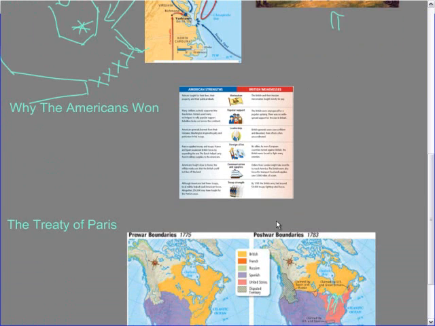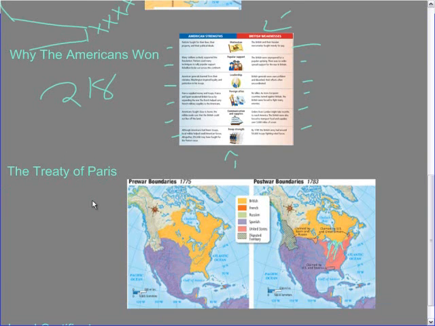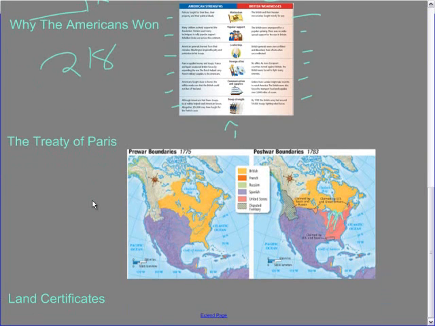So when we look at why the Americans won, we've covered this quite a bit. On page 218, there's this chart right here. Just go look at it. There's a whole bunch of reasons why the Americans were awesome and the British sucked and all that kind of stuff. So we win the war. To end any war, you have to sign a treaty, and the peace treaty that ends this war is the Treaty of Paris. This is on page 224.